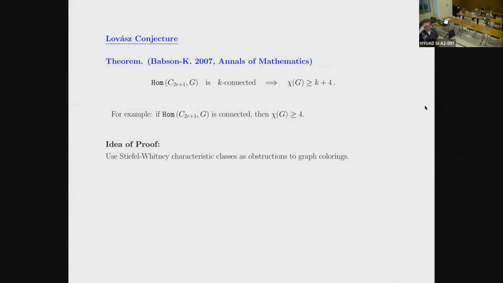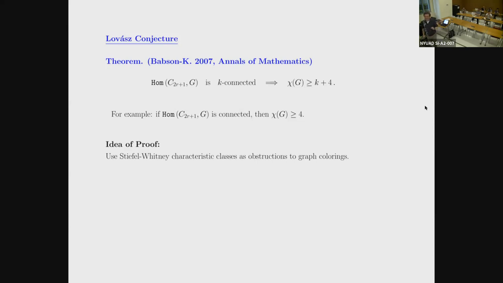Actually, I have to say one thing: from a computational point of view, this theorem or this conjecture seems like nonsense, because it's very hard computationally to find a lower bound for the chromatic number. But it's also extremely hard computationally to show that the space is k-connected. From a theoretical point of view, it's very interesting, the space is connected. But from a computational point of view, you just replace one very hard computational problem with another very hard computational problem.